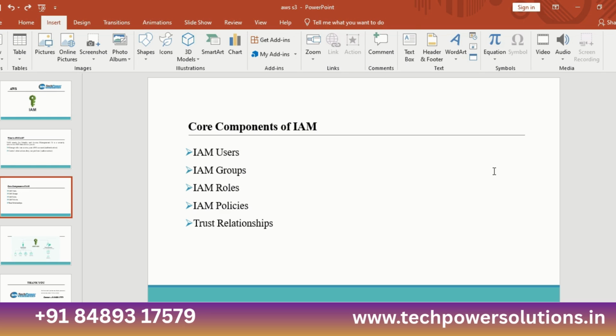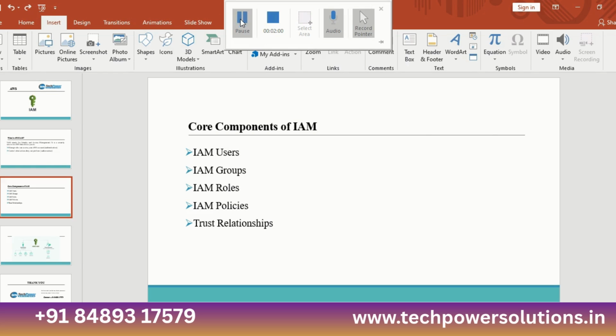Next one is IAM policies. So it is JSON documents that define permissions. Then it can be attached to users, groups or roles. Next, last one is trust relationship. So it defines who can assume a role. For example, EC2 can assume a role if the trust relationship allows the EC2 service.